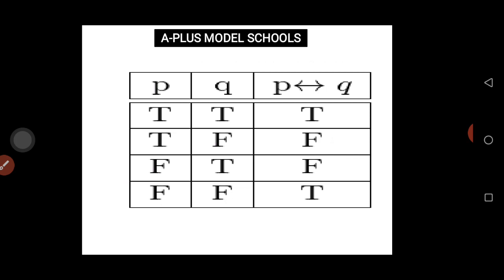P is true, Q is false. So when the two of them do not have the same value, it will be false. Next one, if P is false, Q is true, it will also be false. Why? Because they do not have the same value. And if P is false, Q is also false, P if and only if Q will be true. Why? Because they have the same value. So under a biconditional statement, both P and Q must have the same values.